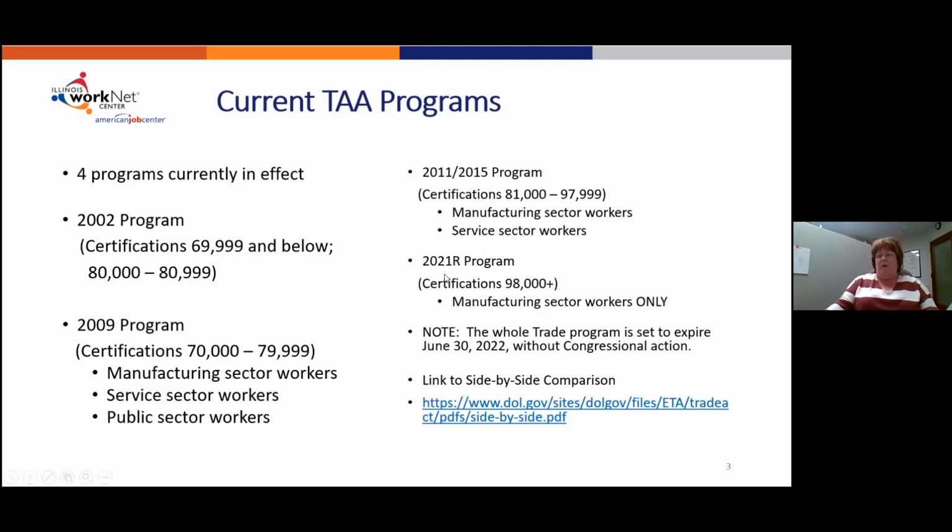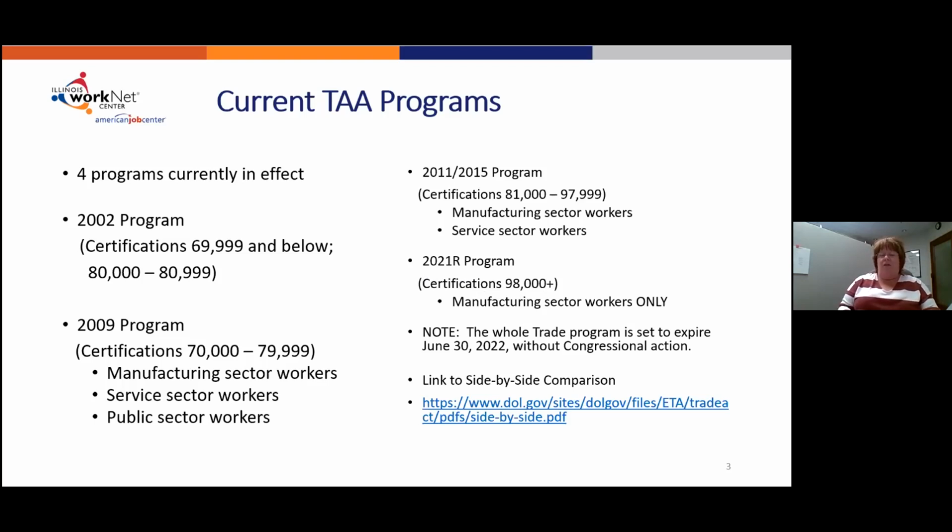And then of course, now we have the new 2021R program that came about because Congress did not reauthorize the trade program before July 1st of this year. So any certifications that are 98,000 plus, and they are for manufacturing sector workers only, will have to follow the rules under the 2021R program. And there are some significant differences between 2021R and the rest of the programs.